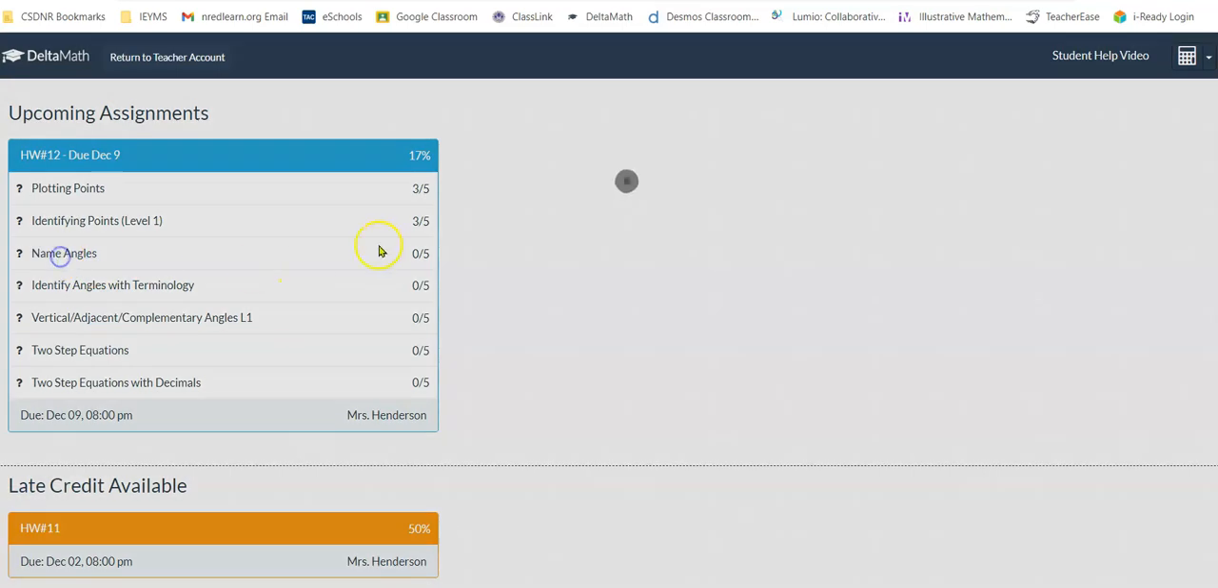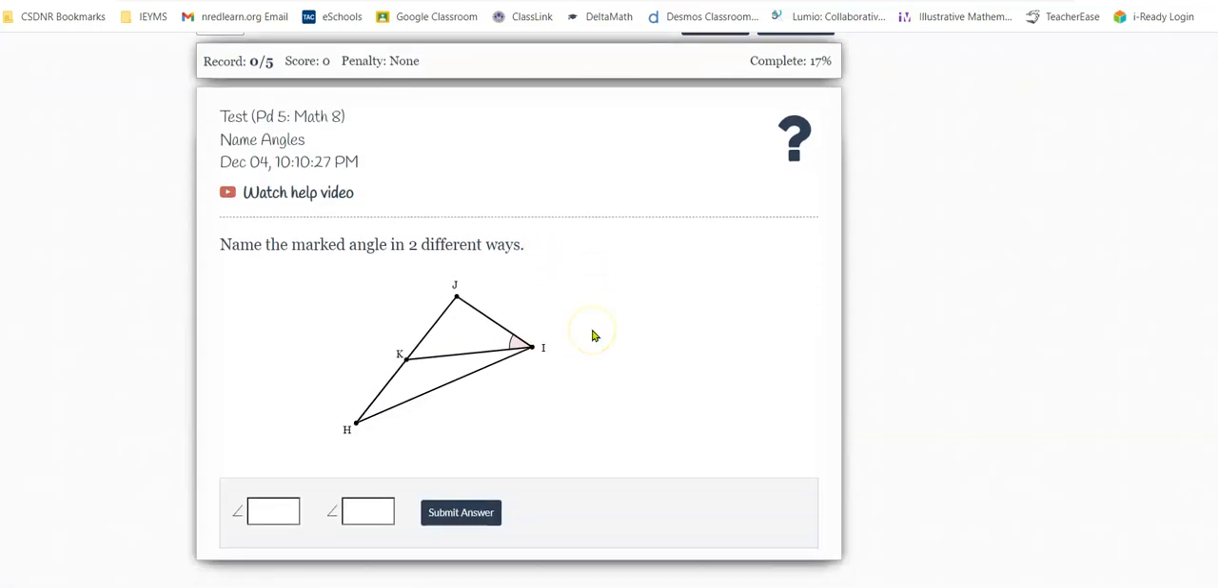Okay, now we're going to name the angles of a shape by using the correct letters. And we like to name them either forwards or backwards using 3 letters or using just the vertex, the corner letter. So it says name the marked angle in 2 different ways. So the marked angle is just this skinny space right in here.